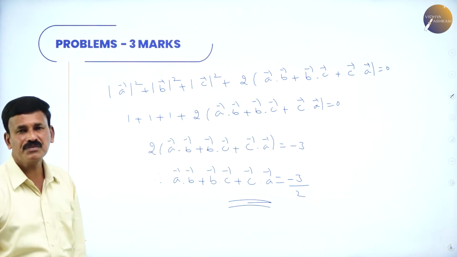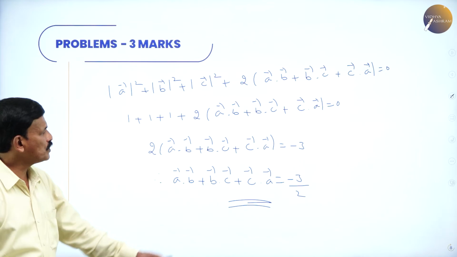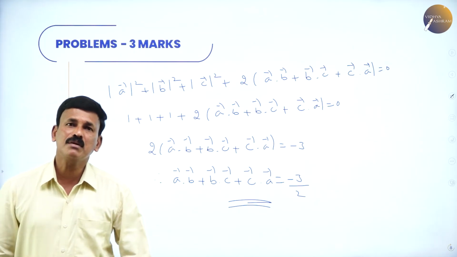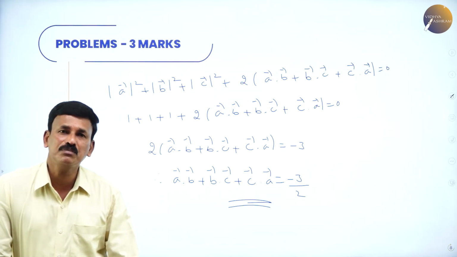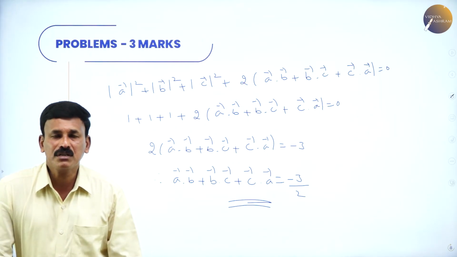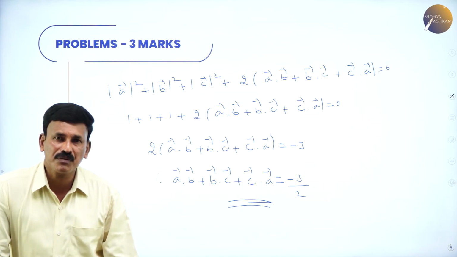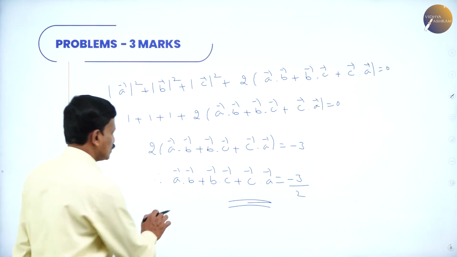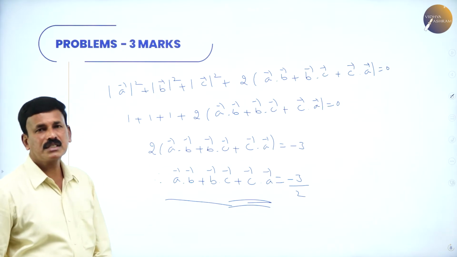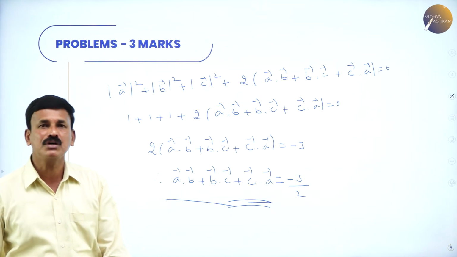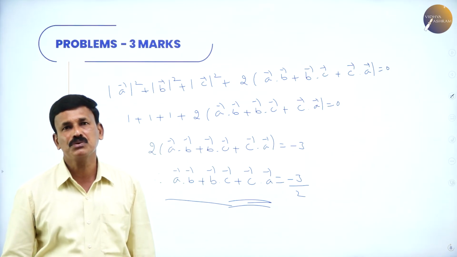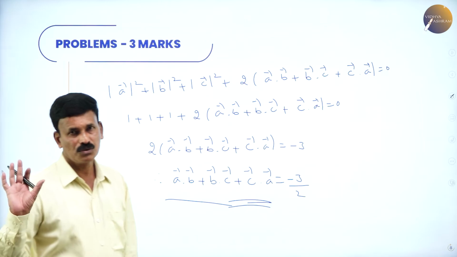So in the examination, if they represent this as mu, then mu is equal to minus 3 by 2. So what is the required answer? If A, B, C are the unit vectors, then A dot B plus B dot C plus C dot A is equal to minus 3 by 2, provided vector A plus vector B plus vector C is equal to 0. This is also very, very important. So what is the required answer? Vector A dot B plus vector B dot C plus vector C dot A is equal to minus 3 by 2 is the required answer. Okay, hope you followed this.